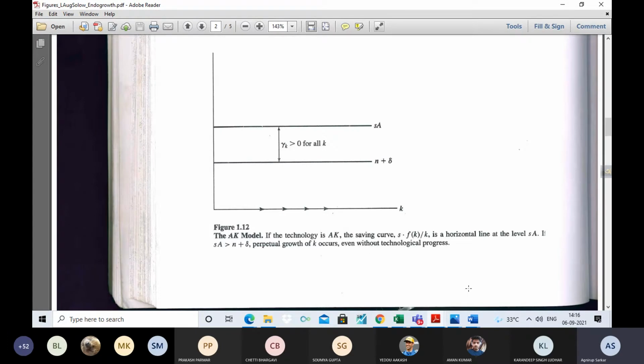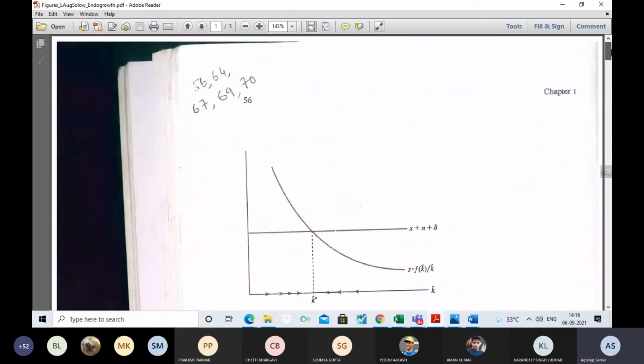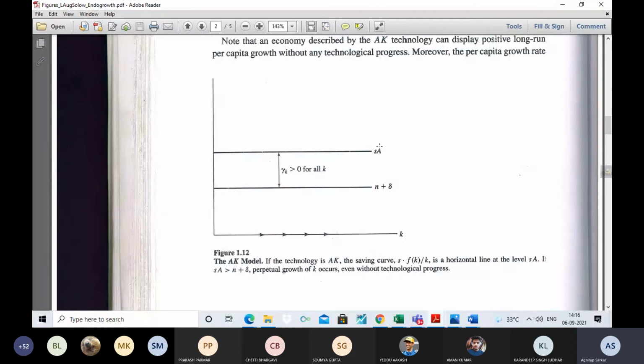For the graphical presentation, the main difference is the savings curve. In the previous framework, the sFk by K schedule was definitely downward sloping. But in the AK model, sFk by K is equal to s times A, which is a constant. So the savings schedule would be a horizontal line at the level sA. The downward sloping savings curve of the Solow-Swan model is replaced in the AK model by a horizontal line at the level s times A.